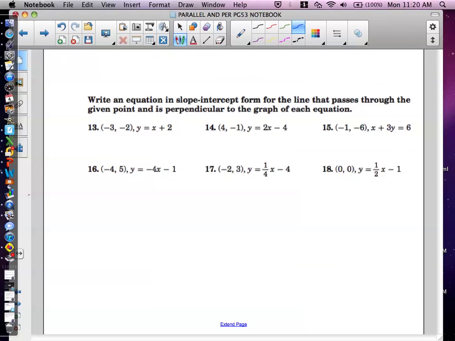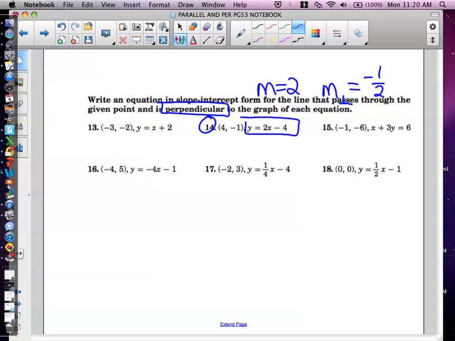Perpendicular slopes are opposite reciprocals. So looking at number 14 is a nice place to start. My given equation has a slope of +2. So that means a perpendicular equation would have a slope of -1/2. The product of the slopes of perpendicular lines is -1. So they're reciprocals with the opposite sign. The reciprocal of 2 is 1/2. Since 2 is positive, the slope of the perpendicular line takes the opposite sign, or negative. So the slope of the perpendicular line is -1/2.